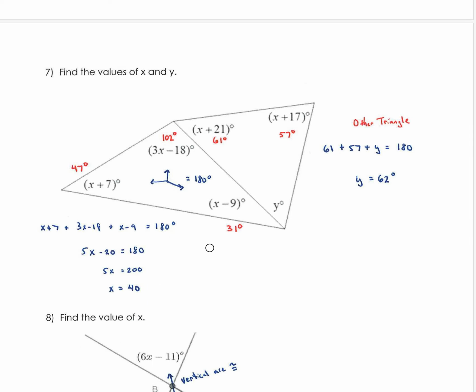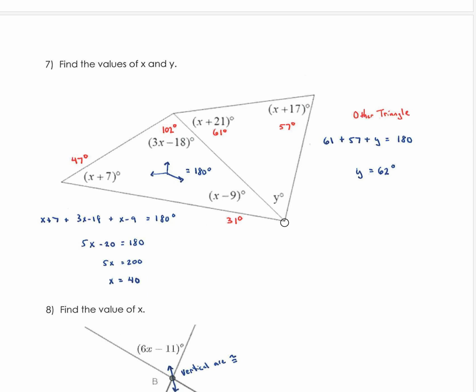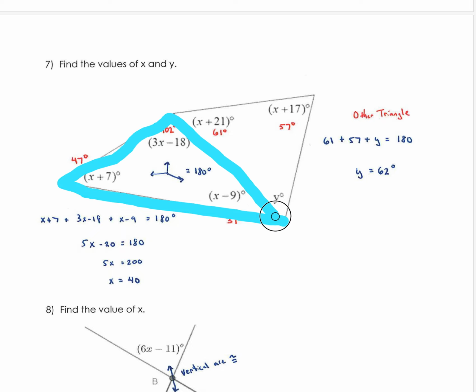All right, we're going to do that same thing. This is the triangle sum theorem. So I'm going to focus on this triangle first. And I know that this angle plus this angle plus this angle equals 180. So that's what I did. This plus this equals 180, and then I solved. And I got x equals 40.